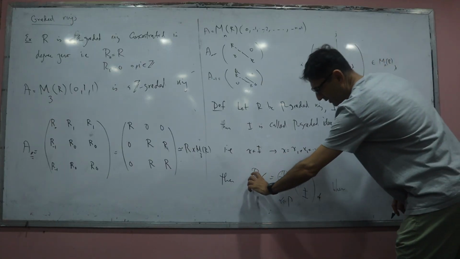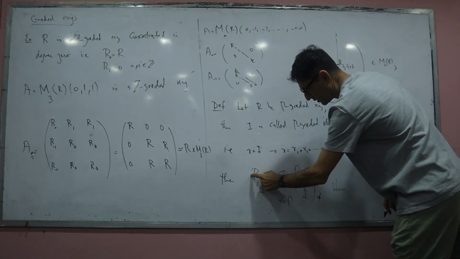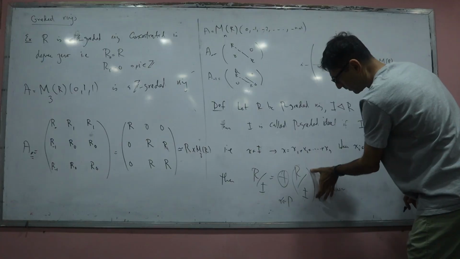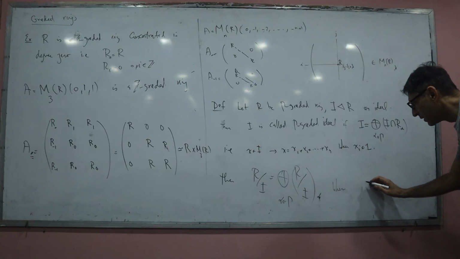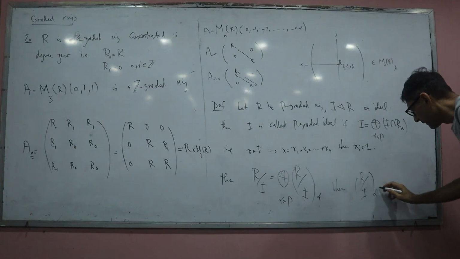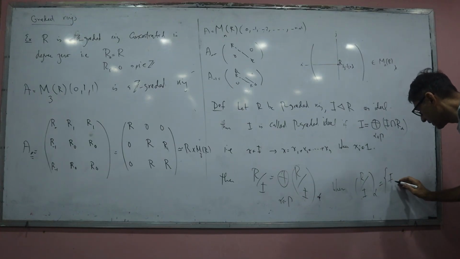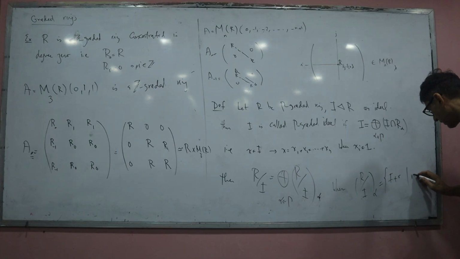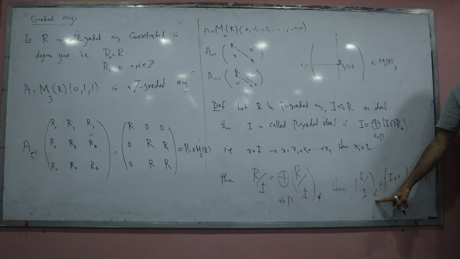I know this quotient is defined because I is an ideal, but I have to give you these components, and this is what I put here, where each of these are I, maybe I just write here, I plus R coming from R half. So these are the bits that I give.